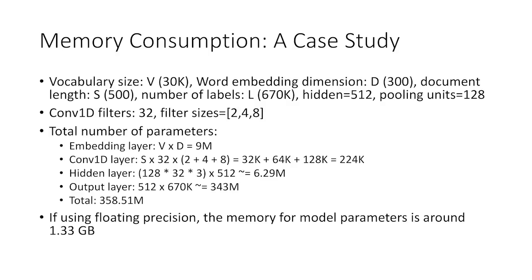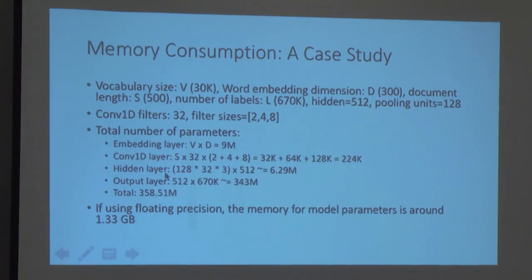The number of parameters in the convolution layer is calculated this way: for the filter size of 2, we have 32 of them. For the filter sizes of 4 and 8, we also have 32 copies of them. So in total, it's roughly 200K. In the hidden layer, we fixed the max pooling output to be 128. Given that we have 32, each with 3, times the output 500, that's roughly 6.3 million. And the bottleneck is actually the final output layer, that is 500 times 670K, which is roughly 343 million. If you sum this all up, this accounts for roughly 360 million parameters.